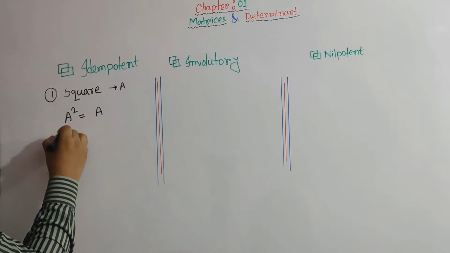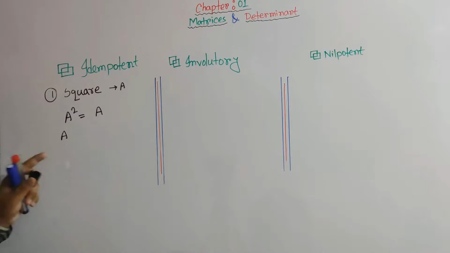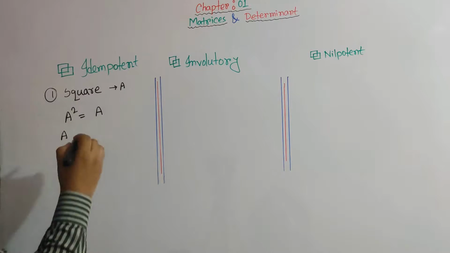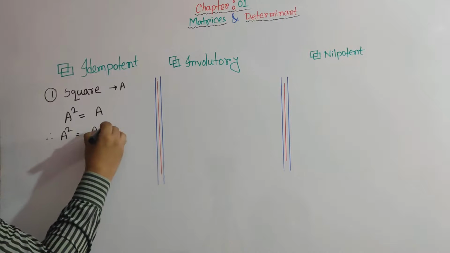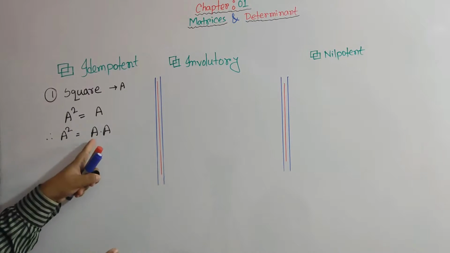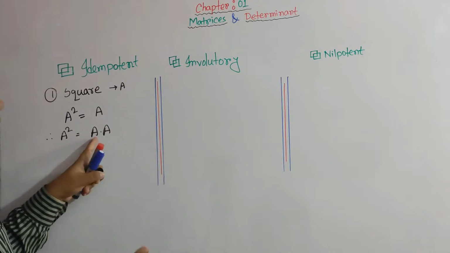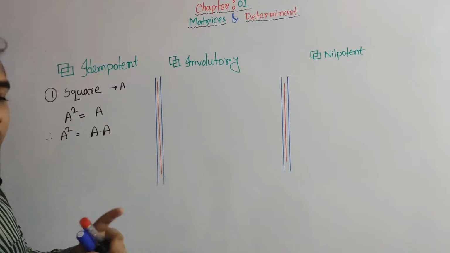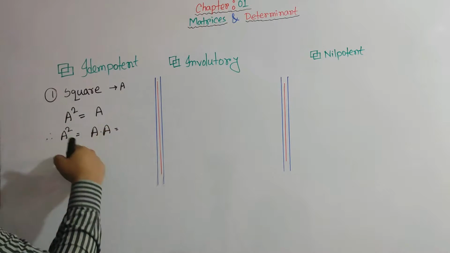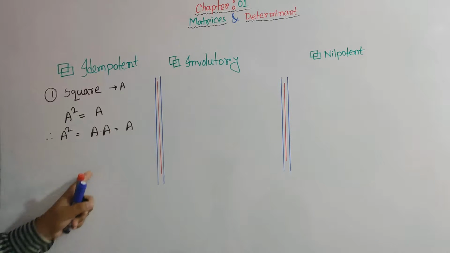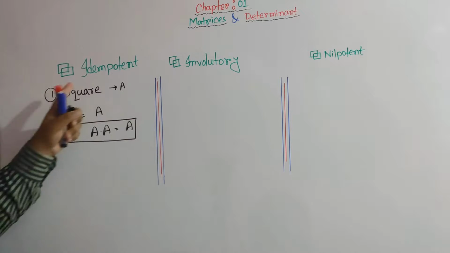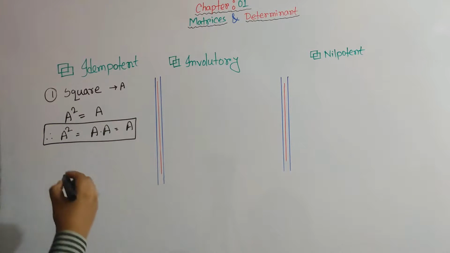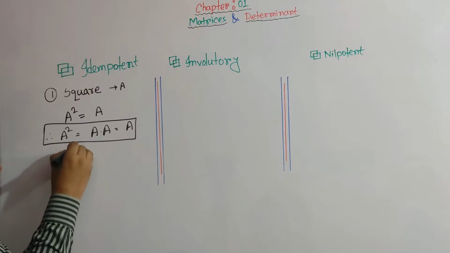Actually the meaning of A square is A into A. That means if we multiply a square matrix by itself and we get that same matrix back, then we can say that this is the idempotent matrix.